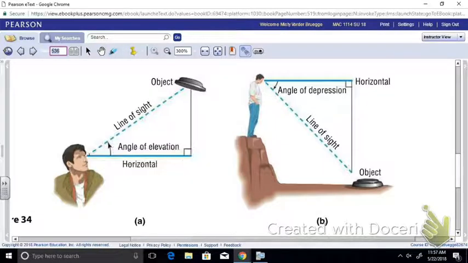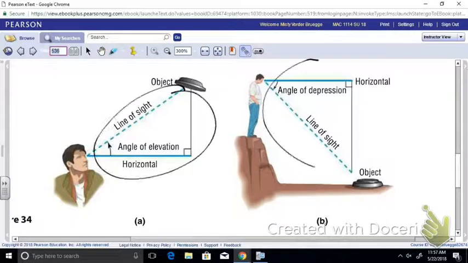Okay, I'm going to give you a second. I want you guys to copy that. I'll give you just a minute to get those pictures copied. So this, you really just want these two triangles here.